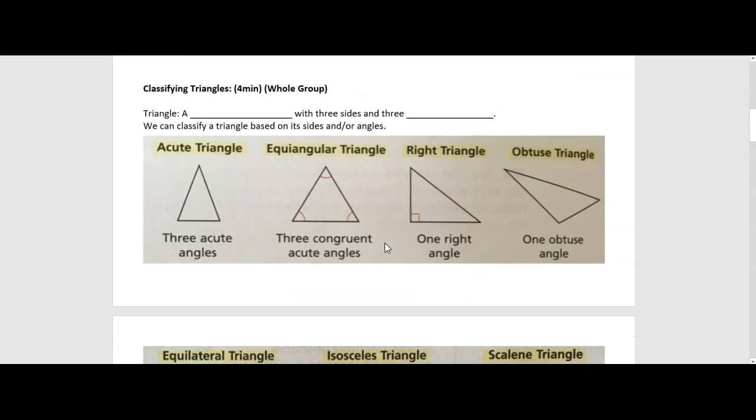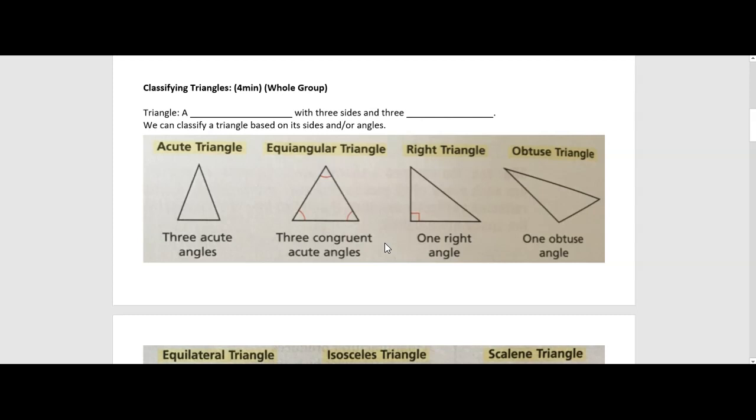So the first thing we're going to talk about is classifying triangles based on their angle measurements. So a triangle is a polygon with 3 sides and 3 angles. So again, a polygon just means a figure with many sides. A triangle is a specific type of polygon with 3 sides, 3 angles. 4 ways we can classify.